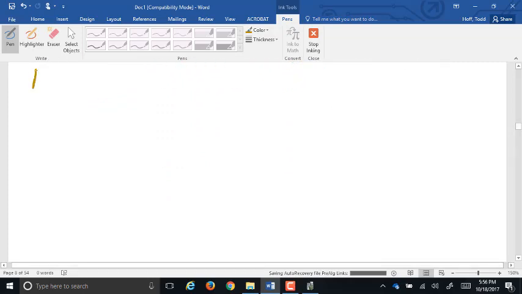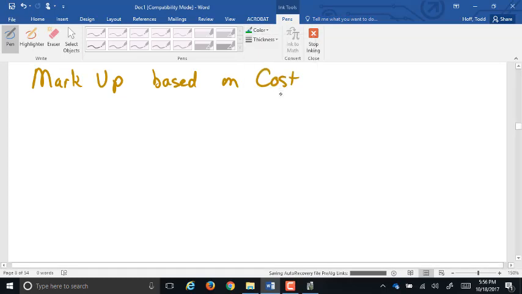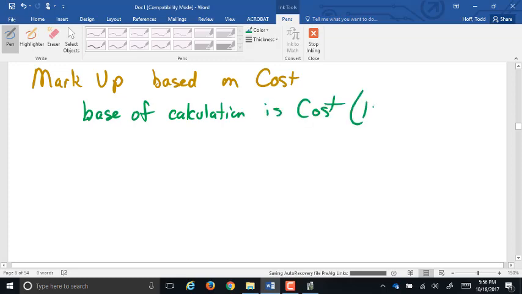So we're going to start out talking about markup based on cost. When we're dealing with markup based on cost, the base of our calculation is the cost. In parentheses, I'm going to put 100%. Remember, since we're dealing with percents here, whatever we base our calculation on is 100%.